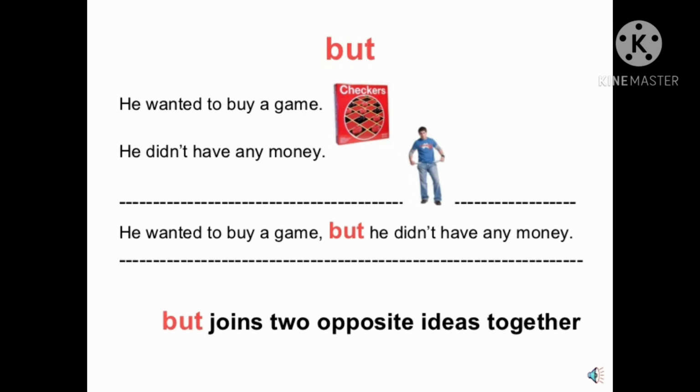Now the next one is but. You can see in the picture, he wanted to buy a game. He didn't have any money. So here but joins the two opposite ideas together. You can see in the sentence the ideas are opposites. Now how will we write it? He wanted to buy a game but he didn't have any money. So you can see in the picture that but joins the two opposite ideas together, not the similar but the opposite.